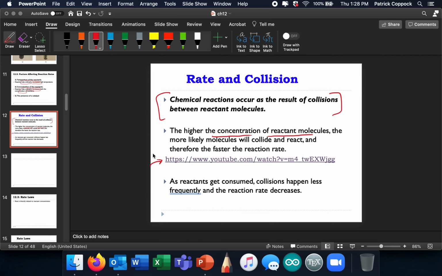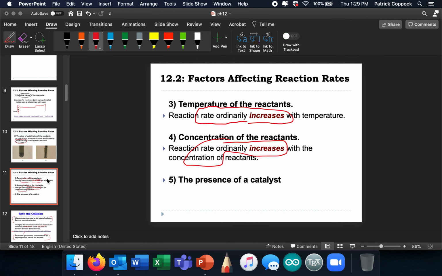Okay, so the 5 factors are the nature of the reactants, the state of subdivision, the temperature, the concentration, and the presence of a catalyst. All right, hope that's helpful.